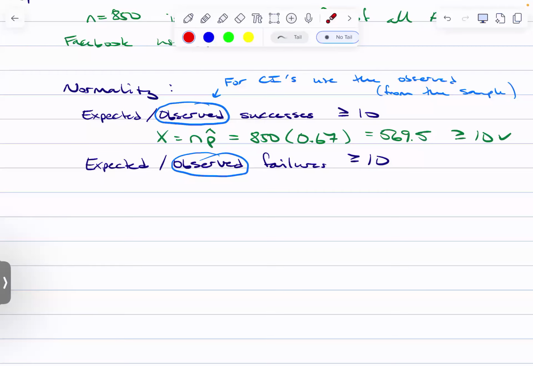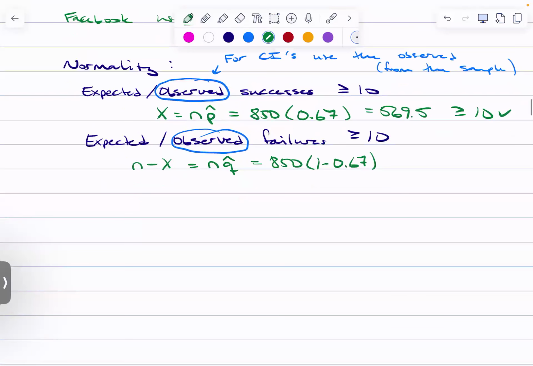Sure, all right. So you could say, well, n minus x, which is the same as n times q hat, which in this case is 850 times 1 minus 0.67, which I have 0.33 times 850. I get 280.5, which is greater than or equal to 10.